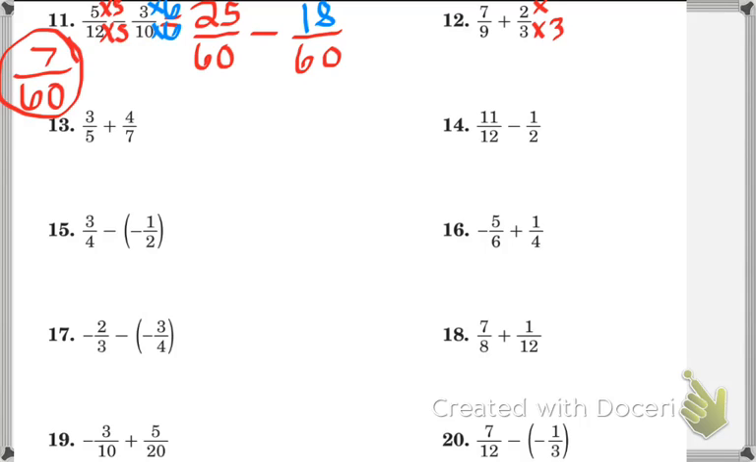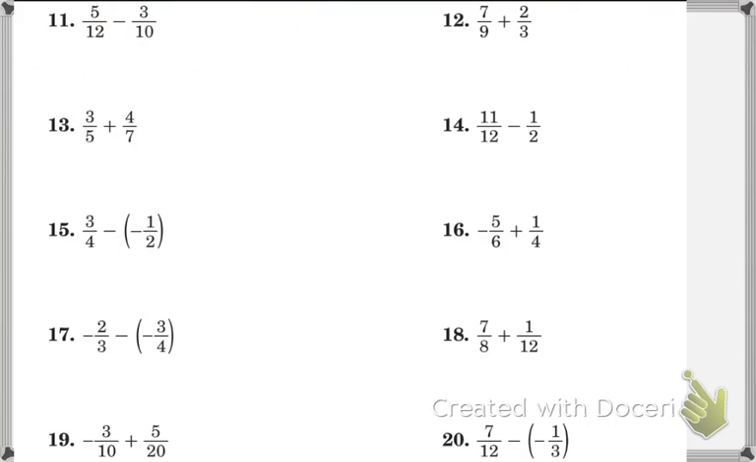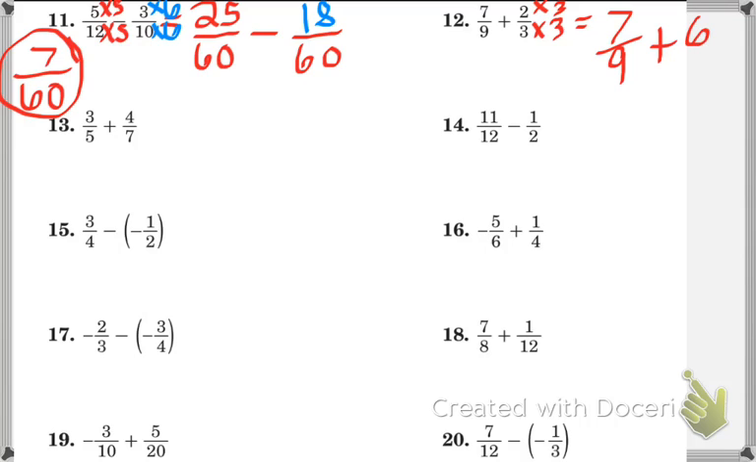Well, if you do it to the bottom, you have to do it to the top. So we're going to have 7 over 9 stays as 7 over 9, plus 2 times 3 is 6, so that's going to be 6 over 9. So we have 7 over 9 plus 6 over 9. Now, keep the bottom, so the bottom is going to be 9, and now just add the tops. 7 plus 6, well, that's 13.